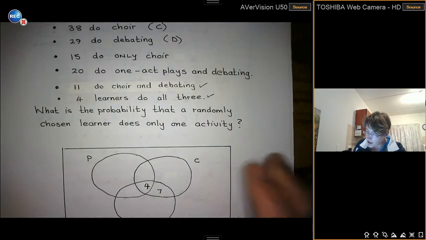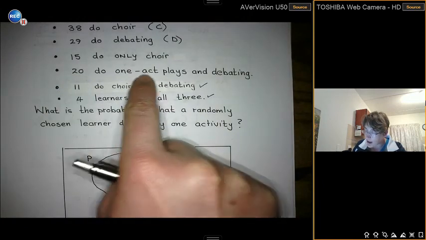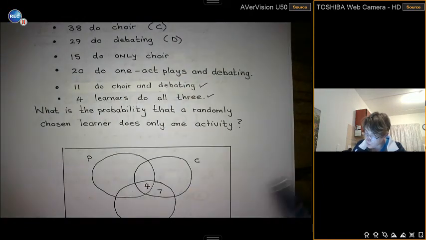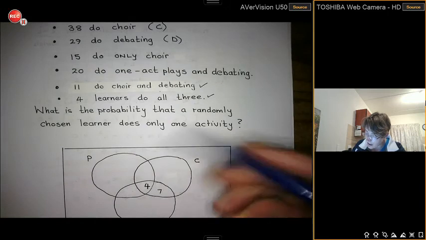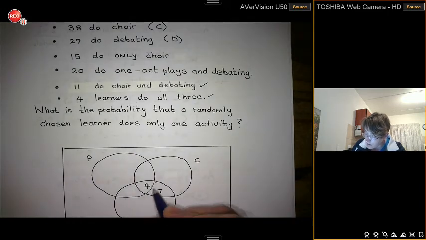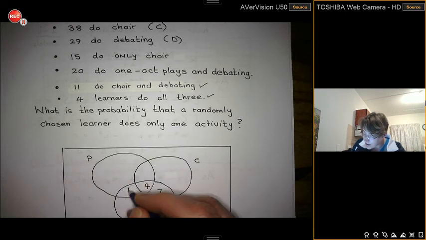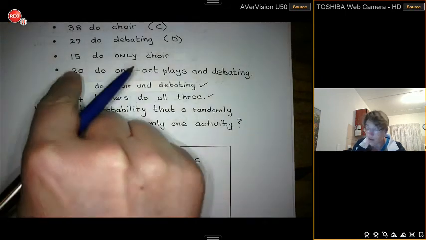Then I go to the next one. 20 do one-act plays and debating. So I go to one-act plays and debating, which is over there. Now that means this is the part for one-act plays and debating. Again, it's split up into 2 spaces. I've got 4 there already. This needs to be 16. So that's 16 plus 4 to give me the 20 for that one.